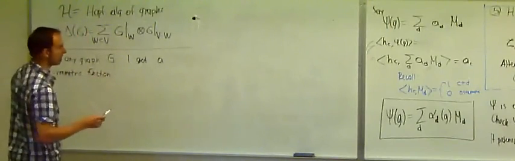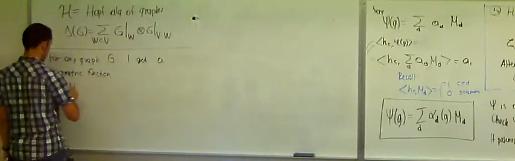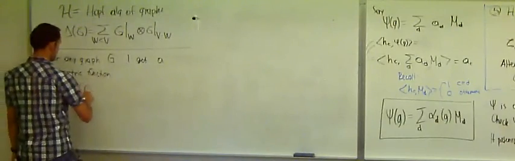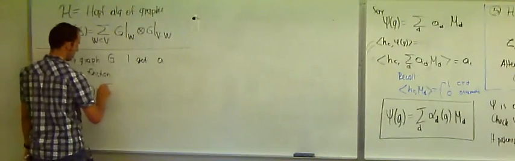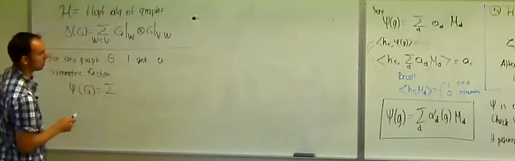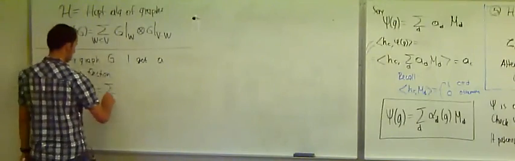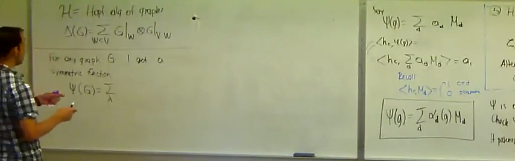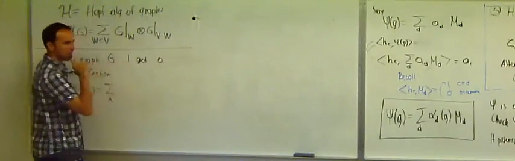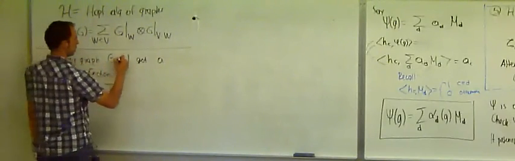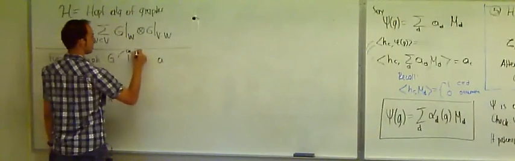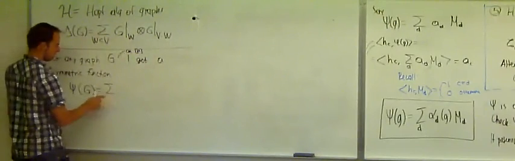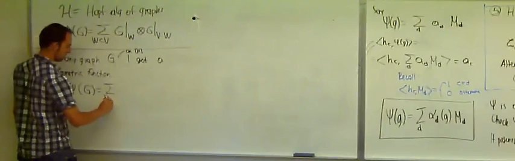Which is going to look like C of G, and this is going to be equal to the sum over all the different partitions of lambda. Let's say that G has n vertices, and therefore here, what I'm going to get is partitions of n.